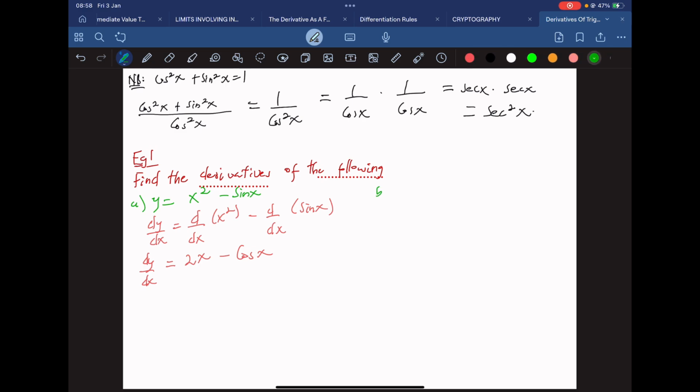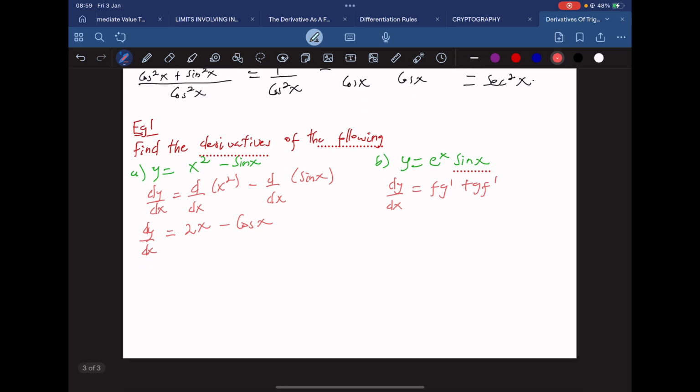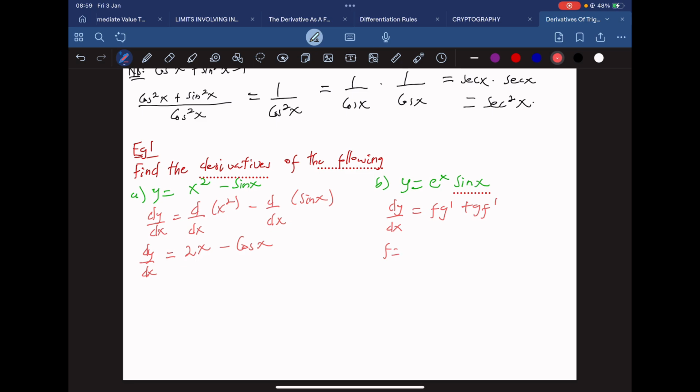Now let's look at b. b is, if we have y equal to e to the x sine of x. Now with this question, since we have two functions and we are multiplying, we have to use a product rule. And remember, the product rule is, if we have two functions, we have f of g prime then plus g of f prime. So always your f should be your first function, your g should be your second function.